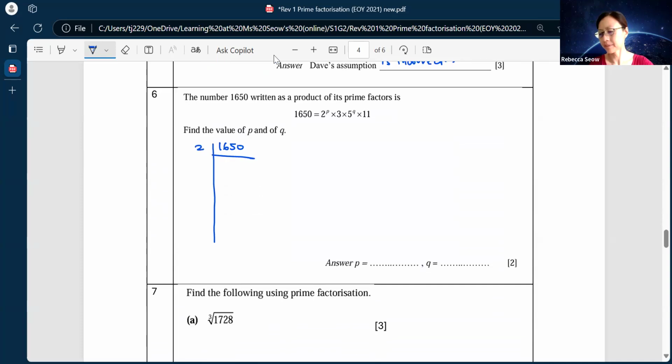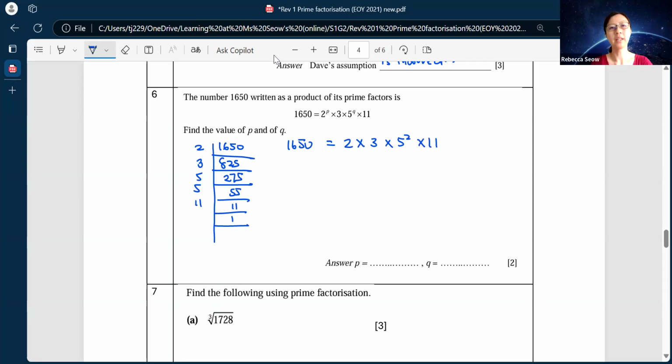Divide by 2. Divide by 3. Divide by 5. Divide by 5. Divide by 11. So 1650 equals 2 multiplied by 3 multiplied by 5 squared multiplied by 11. Okay, and P is the power of 2, which is 1. And Q is the power of 5, which is 2. So that's what we get for our answer.